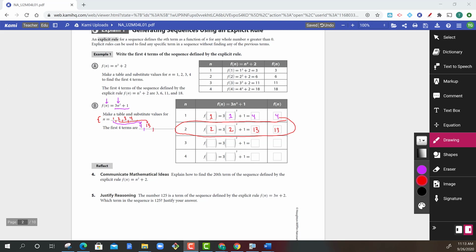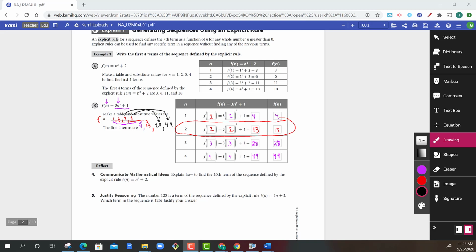So the second term of this sequence is 13. You don't have to draw those arrows, but I'm just doing that to show that the input is 2 and the output is 13 for this function. I would encourage you to pause the video. I'm going to show the answers here in a second, here in about 10 seconds. Pause the video and try the last 2 on your own to see if you've got this. And that should be the answer for the third term and the fourth term. 28 is the third term, 49 is the fourth term.